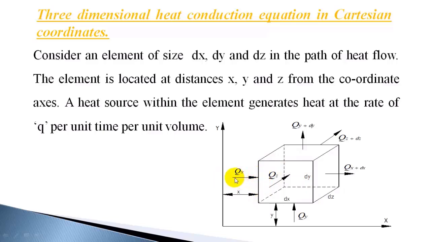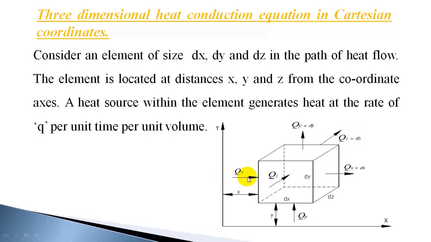Now the heat conducted at the left end of the element is Qx. Heat is entering the element and the rate of heat conduction is Qx. And the rate at which heat is flowing out from the other end of the element is Qx plus dx. Similarly, in the y direction, Qy is the rate of heat flow into the element and Qy plus dy is the rate of heat flow from the other end of the element in the y direction. So in z direction, Qz and Qz plus dz are similar quantities.